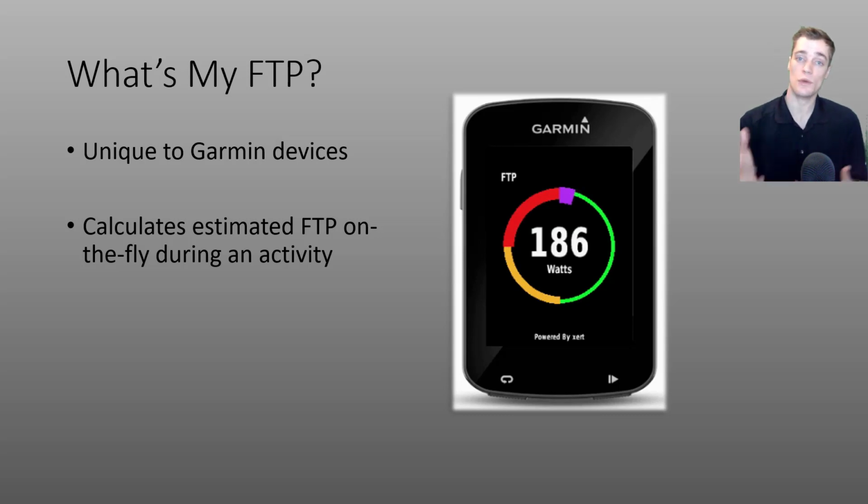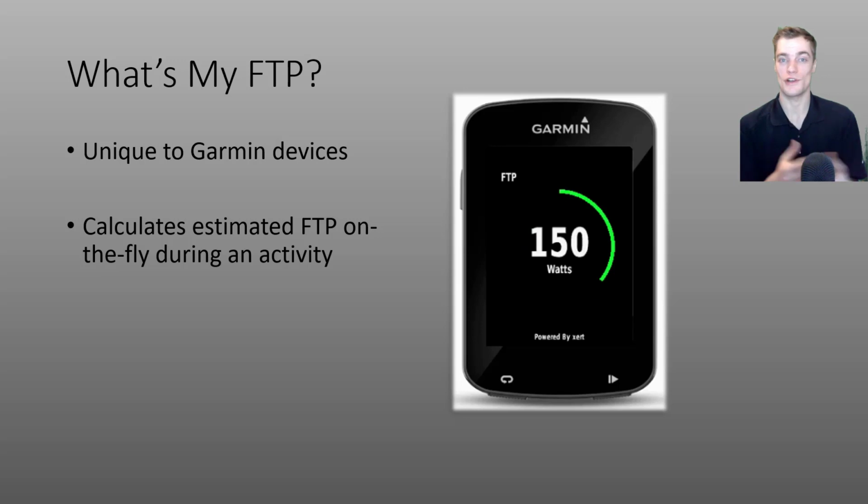The data field will start with a relatively low value, and the longer or the harder that you're able to ride will cause the FTP estimation to go up. When you're unable to push the FTP value any higher, you've arrived at your FTP estimation.